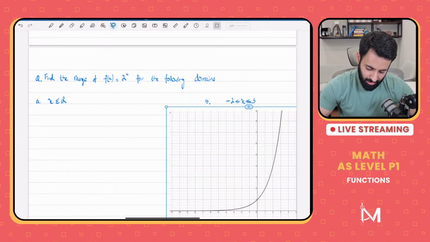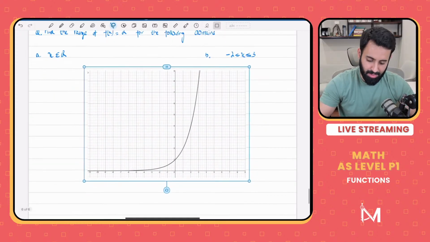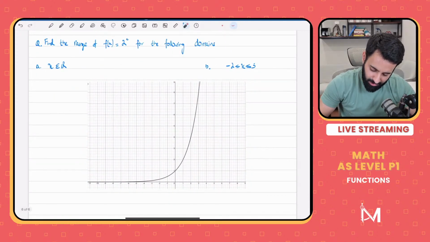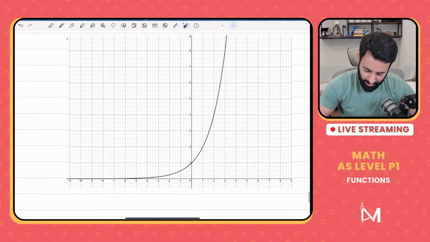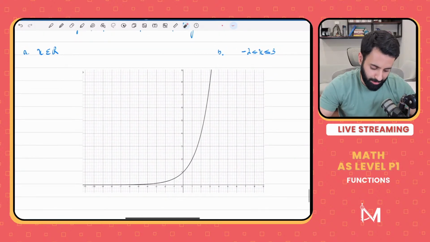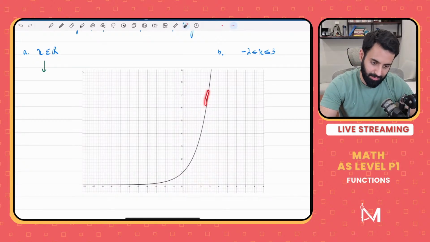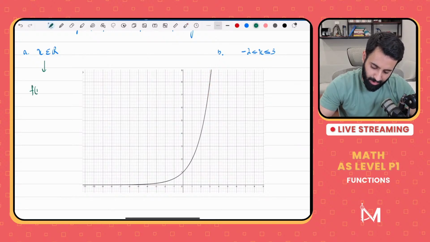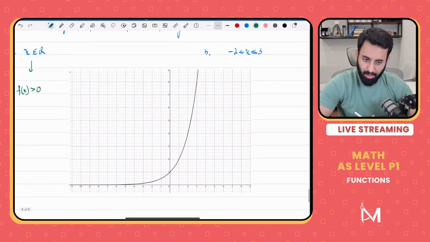Now here you can see that there is a natural limit to it. In the graph of 2 power x, the least it can be is 0, and it's never equal to 0. If you zoom in, you'll notice that it's never equal to 0. It's always above 0. It's always greater than 0. So if there is no restriction, then the least value that we can get is always going to be greater than 0. And as far as the greatest value is concerned, there is no limit to it, because this will go on forever. So therefore, f of x, which is the range, is going to be greater than 0.